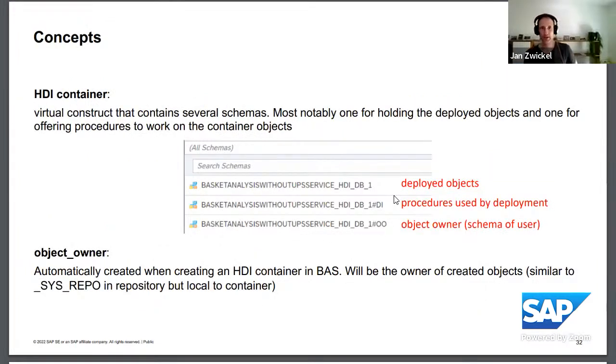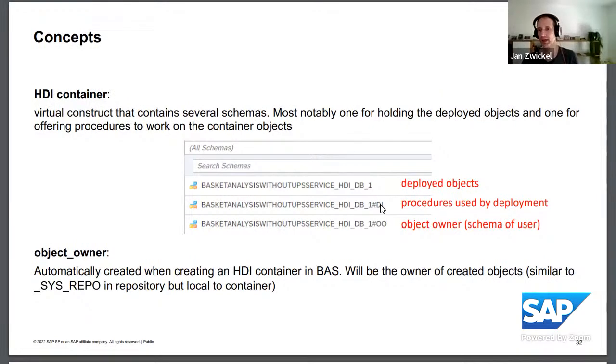I talked about HDI containers. This is a virtual construct. And if you deploy an HDI container in Business Application Studio, automatically in the background, different schemas will be created that are per default named after your project name with some endings here. Then for each developer who's deploying, it's counted up so that every developer ends up in a different schema per default. And the naming convention is that if you have the underscore here and a number, then this is a schema where the deployed objects reside.